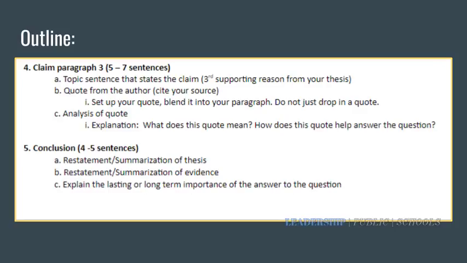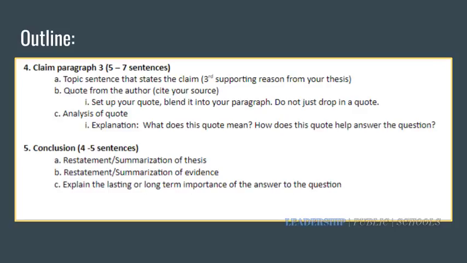Lastly, you should write a conclusion, a paragraph of about 4 to 5 sentences, in which you restate or summarize your thesis, but not exactly in the same words as you've used before. This is important so that your reader feels like they're reading and not just being lectured to with the same catchphrases and talking points. Restating or rephrasing helps to keep your writing fresh and your reader entertained. You should also restate or summarize your evidence that you've gone over in your previous 3 paragraphs, but only briefly and not repeating the analysis in detail.